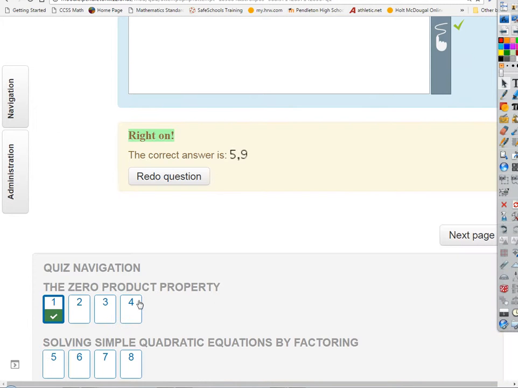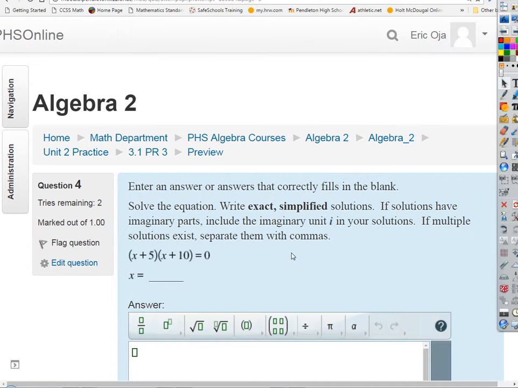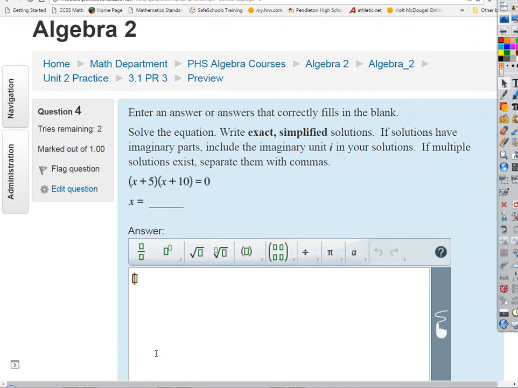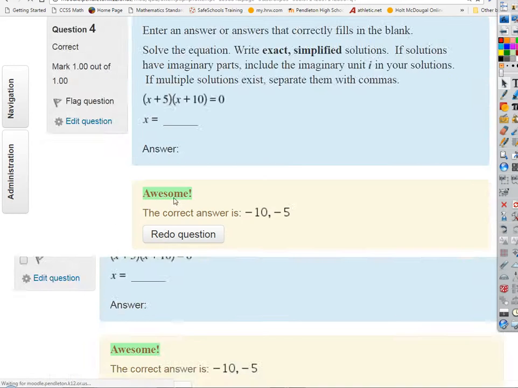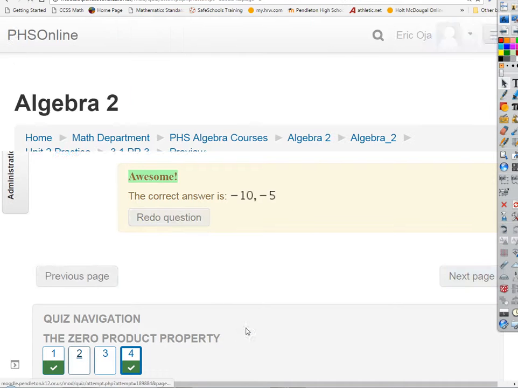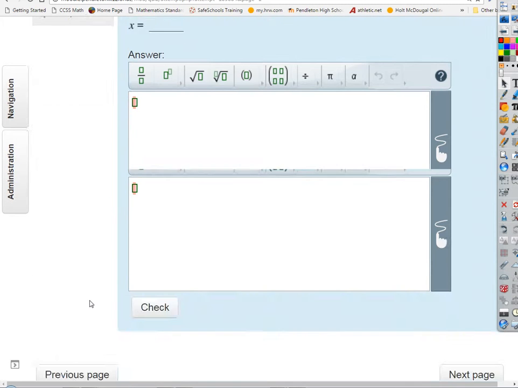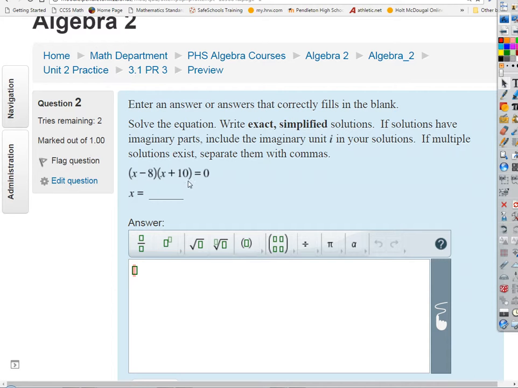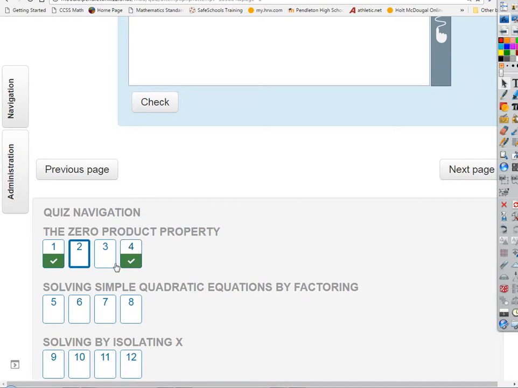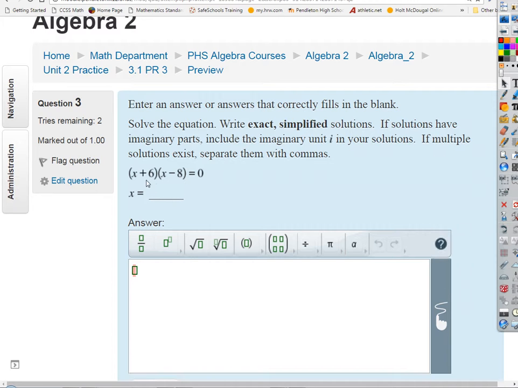Okay, so we'll do one more of these. How about this guy? Let's see, what are the solutions here? When does x plus 5 equal 0? X plus 5 equals 0 when x equals negative 5. X plus 10 equals 0 when x equals negative 10. Anything else that's unique there? No. So this one, the answers would be 8 and negative 10. And to this one, the answers would be negative 6 and positive 8.